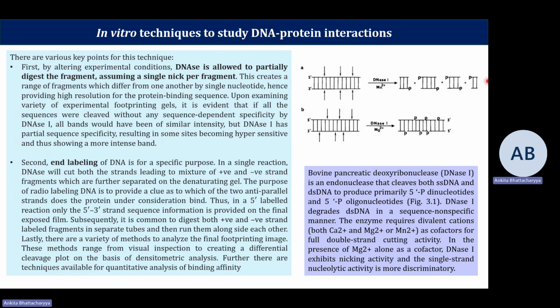So with Mg2+ alone, DNase 1 exhibits a nicking activity. So only a single strand of the double-stranded molecule is actually cut. And in case of manganese, it is a double-stranded cut. So it cuts both of these strands.